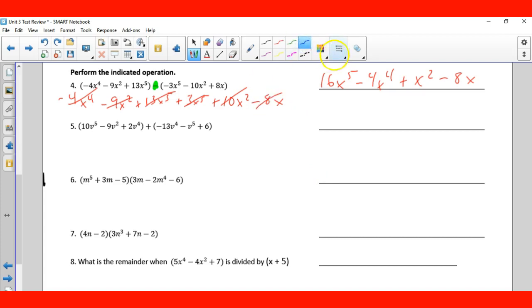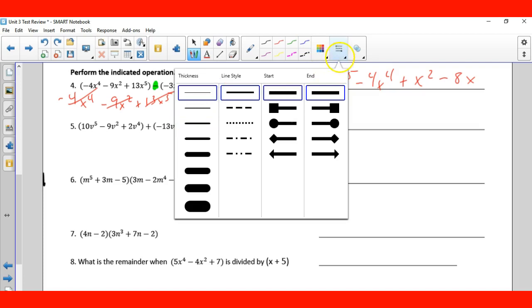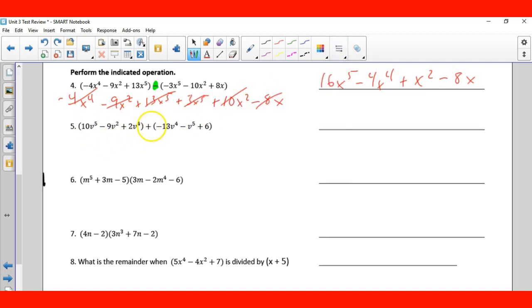Now, for number 5, we have addition. So we just combine like terms. 10v to the 5th minus v to the 5th is 9v to the 5th.